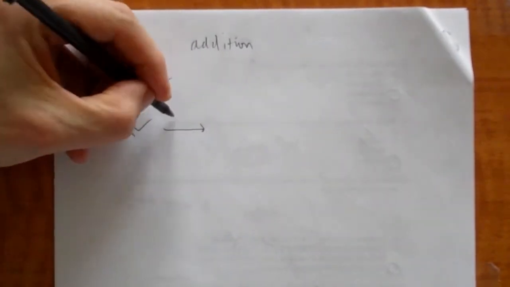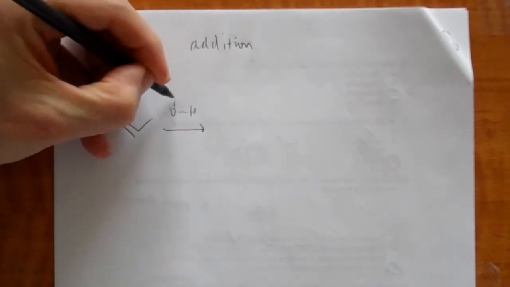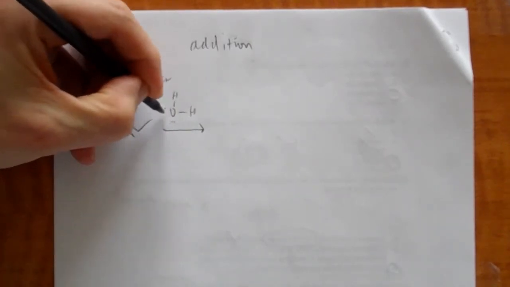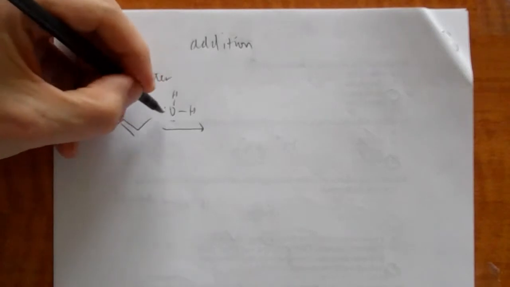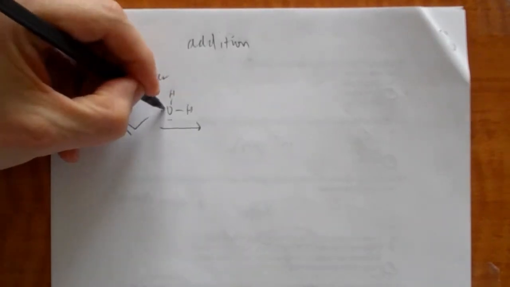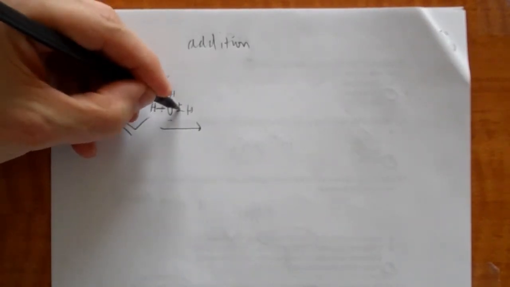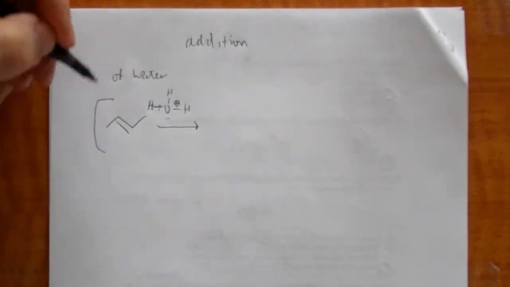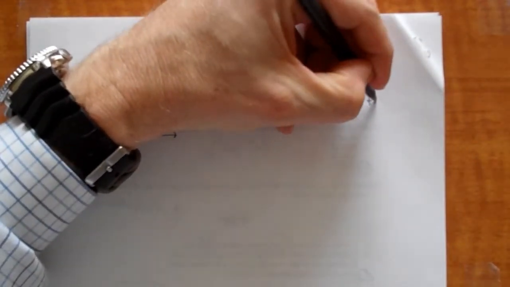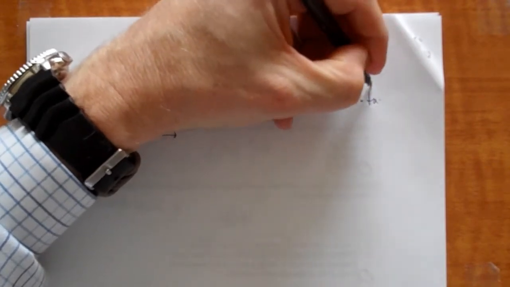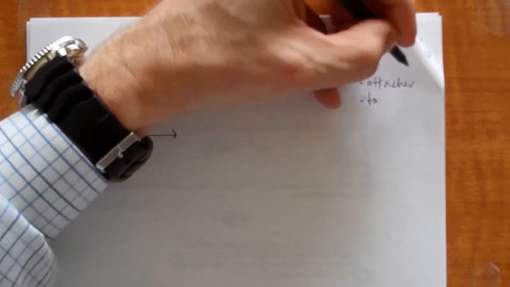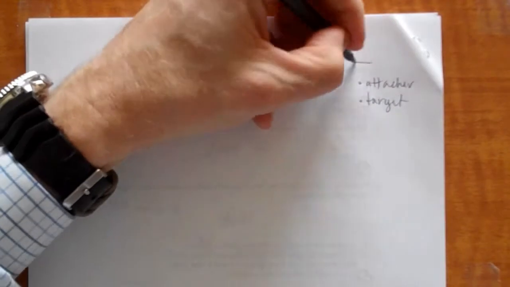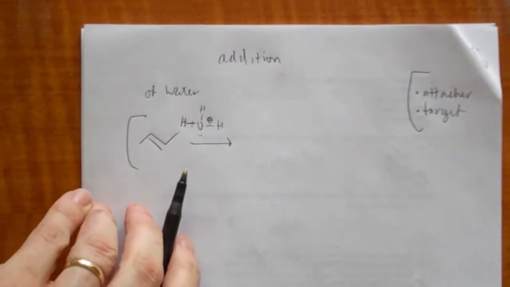All right, so let's do it. And you know what? This is oftentimes acid catalyzed. So I'm going to go ahead and put a proton on there. Can you tell? The first thing we're looking for with mechanisms is always the attacker. Second thing is the target, right? So which is the attacker and which is the target here?